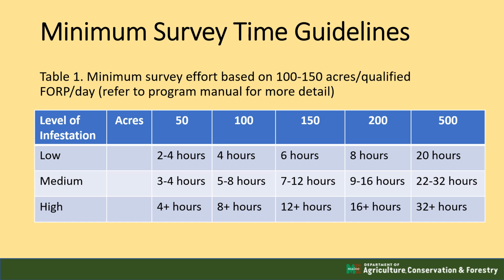So here's a table from the guidelines for natural resource professionals creating these plans. Our example property was 120 acres, so that would fall right in between the level of infestation and acreage chart here, between 100 and 150. You can see the lower the infestations on the property, the fewer hours that are expected at a minimum to be expended surveying the property.